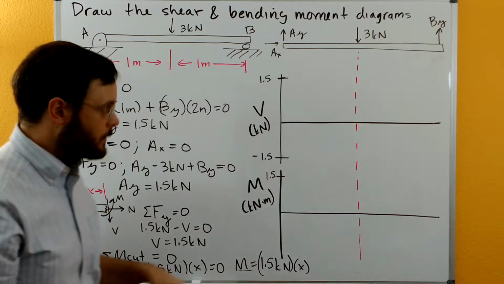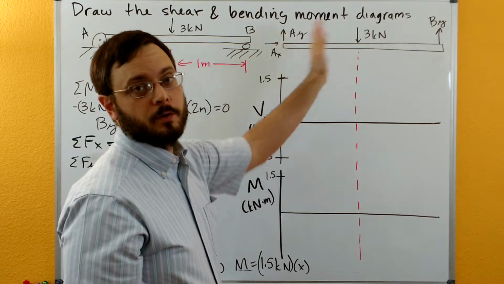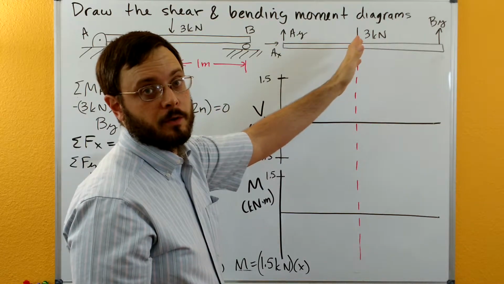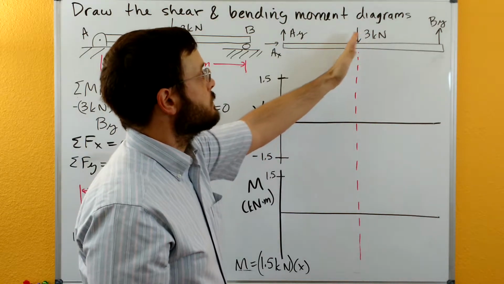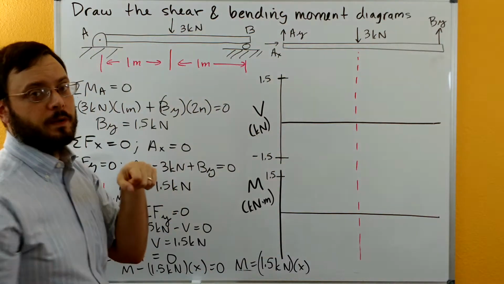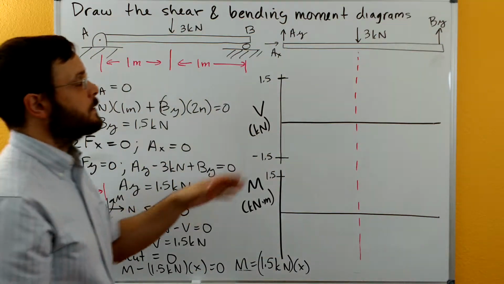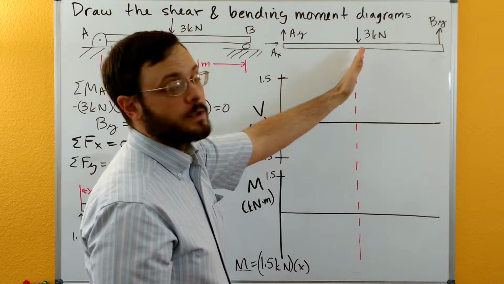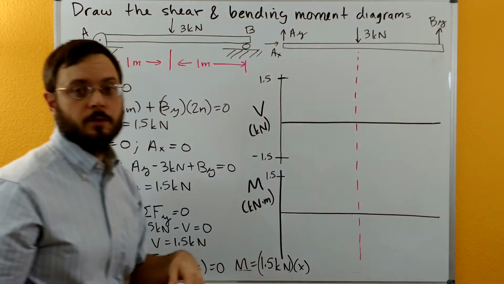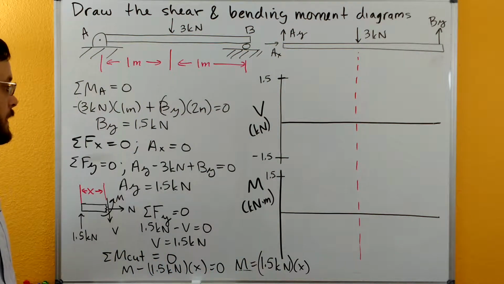Just in general, when we have a beam that's symmetric around the center, and the loading is also symmetric around the center, the loading should be split between the two ends if it's supported just at the ends. So that makes sense: we have the 3 kilonewtons here, 1.5 kilonewtons on this side, and 1.5 kilonewtons on that side from the reactions. So let's draw our shear and bending moment diagram.